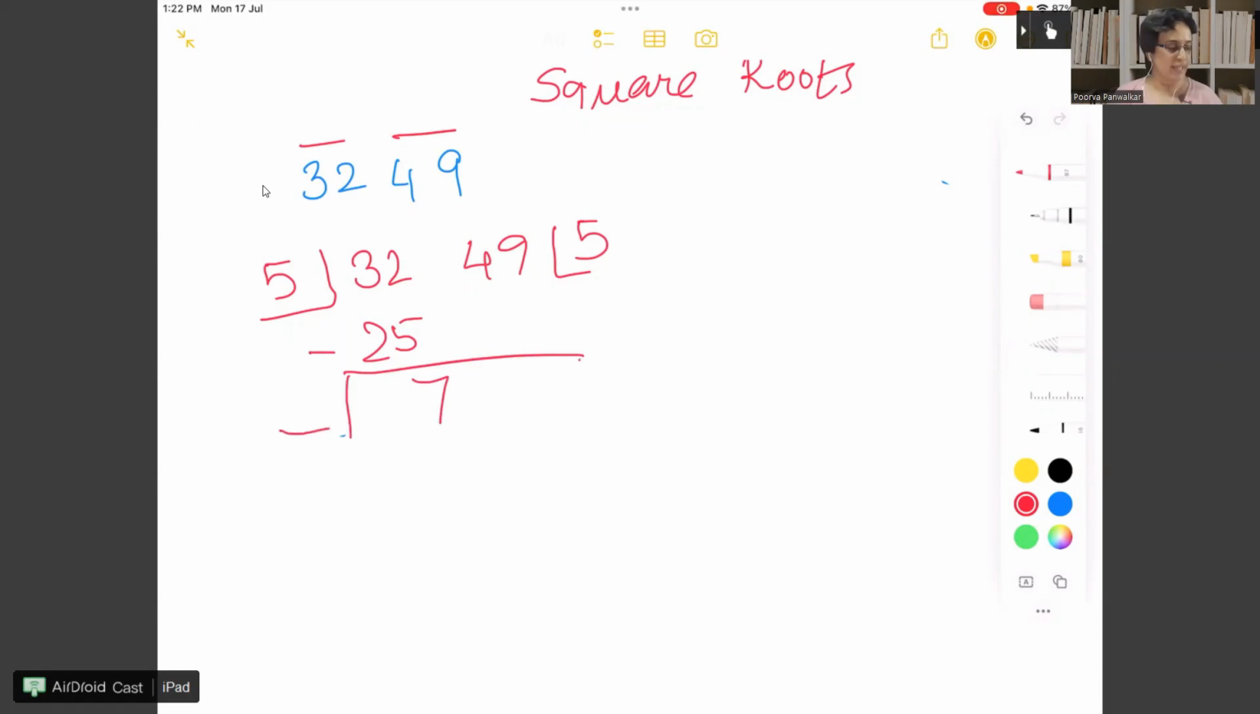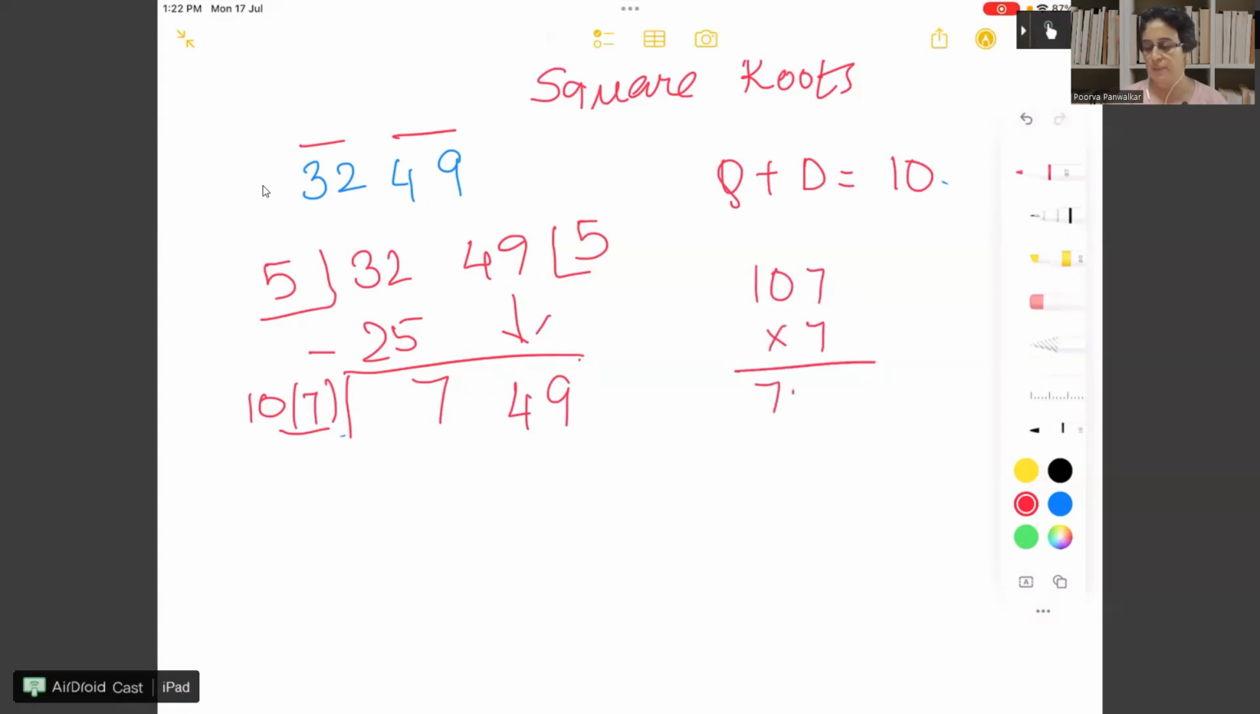Now to get the next quotient, I add quotient plus divisor, which is 5 and 5, which comes out to be 10. So I write it here. Now obviously 7 divided by 10, not a possible division. So I take down 49 as it is. Now I have to find a suffix so that I can get a number which is closest to 749. So I will try with 7. So 107 into 7. When I multiply it, I realize that I get 749.